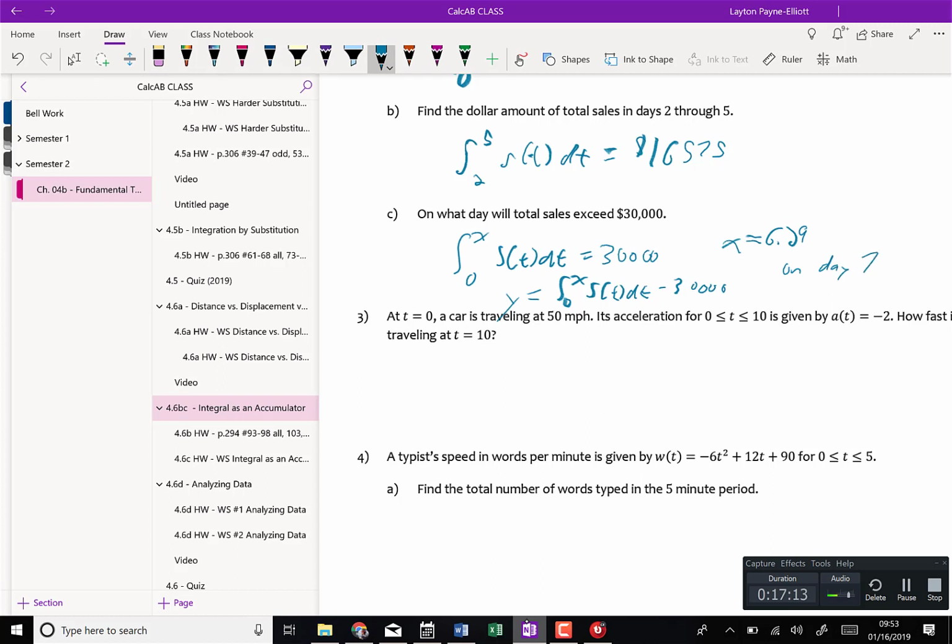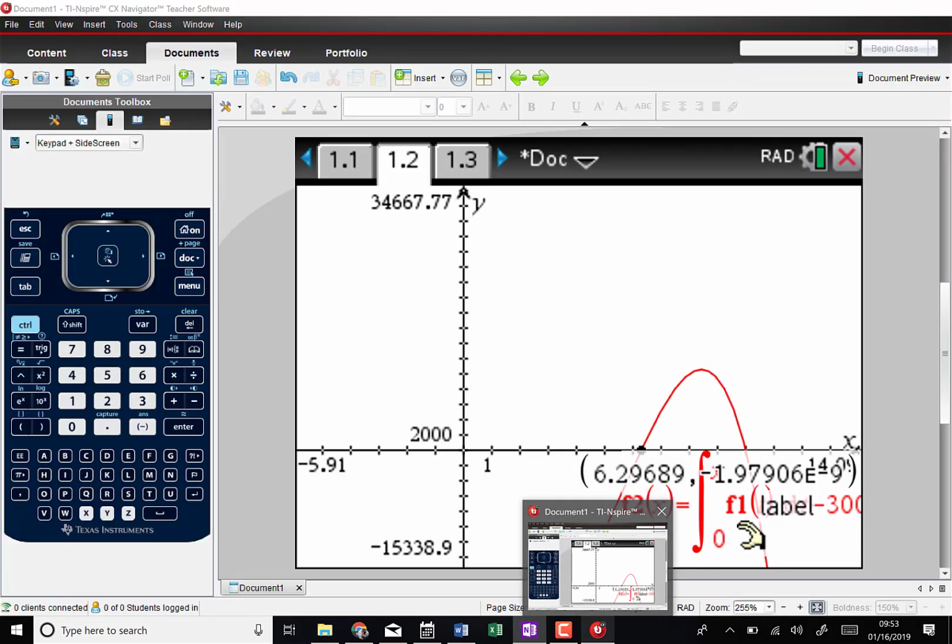Yeah. It's going to take your calculator a little bit of time to graph it, much more than the computer, because it's using the calculator's processor to do it, but it will do it.